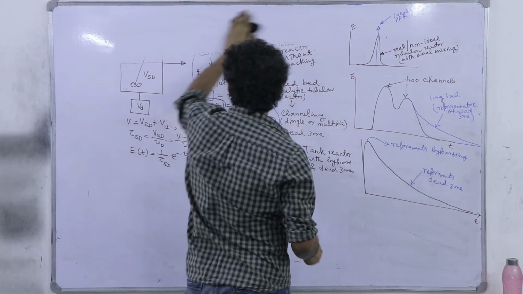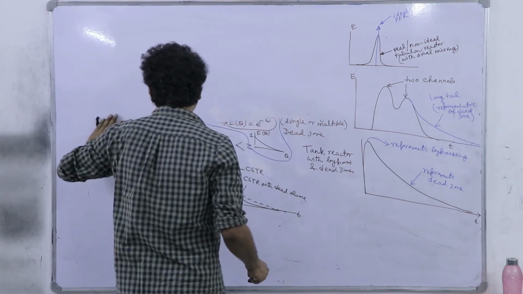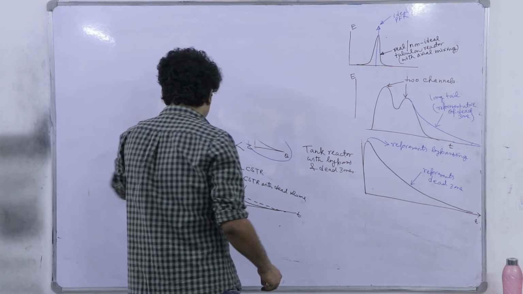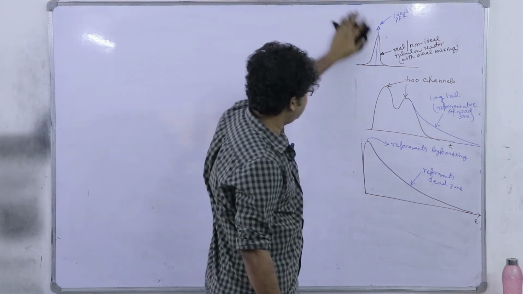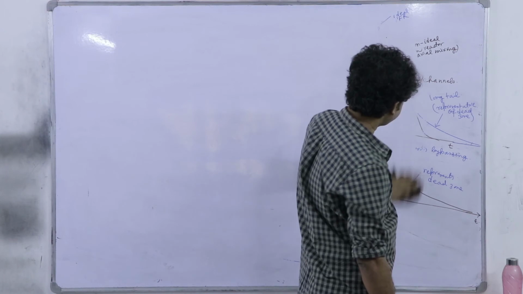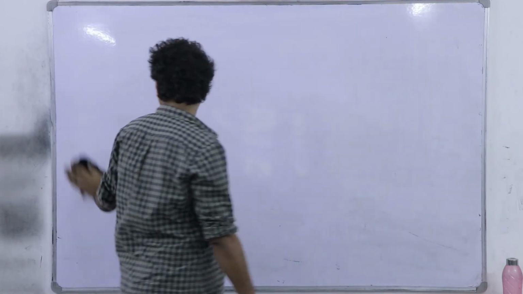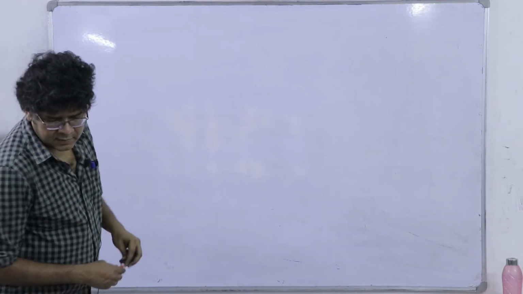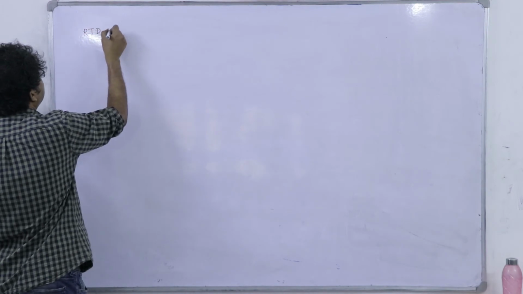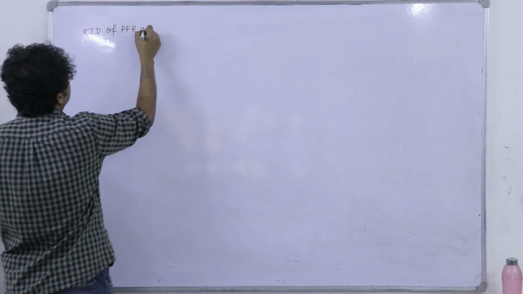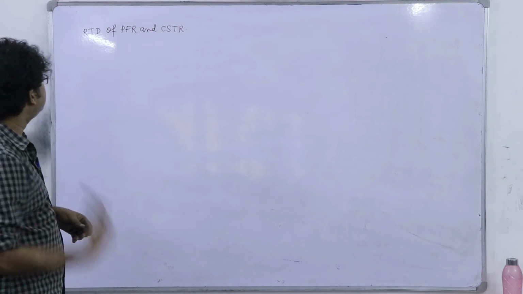let us now analyze the RTD curve of a CSTR linked in series with a PFR. And we will change the sequence and see what changes we actually get in this residence time distribution function. So, PFR and CSTR in series, RTD of PFR and CSTR, right.